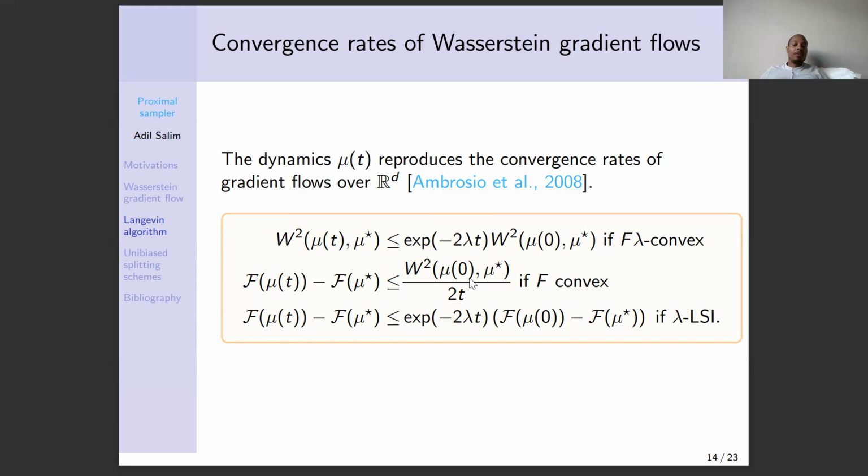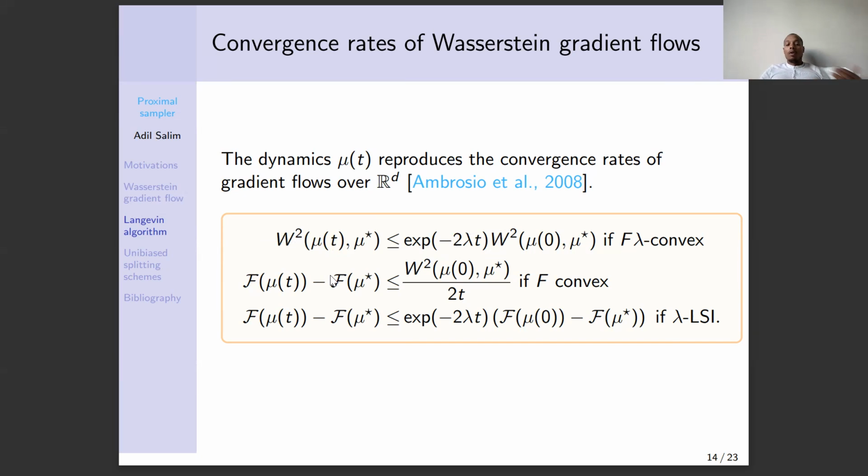In particular, if you know that f is lambda strongly convex, then there will be convergence exponentially fast in terms of the distance. For a classical gradient flow over R^d, the gradient flow converges to the minimizer of the functional exponentially fast in squared Euclidean distance. Here it is the same rate, but the squared Euclidean distance is replaced by the squared Wasserstein distance. If f is strongly convex, then mu t converges to mu star exponentially fast with this rate, exponential of minus 2 lambda t, in squared Wasserstein distance. So it's really the analog of what you would have over R^d.